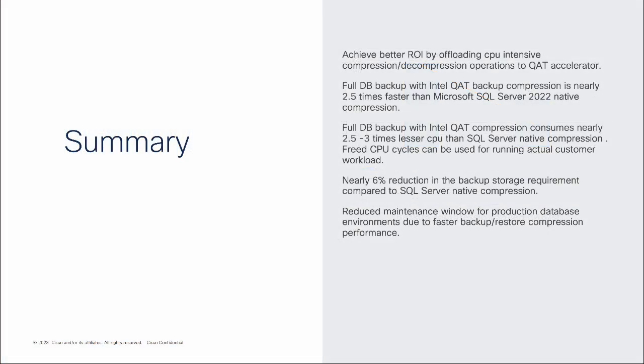Here's the quick summary of the Intel QAT validation. Intel QAT provides better return on investment by offloading CPU-intensive operations to the Intel QAT hardware accelerator. Our test results showed Intel QAT backup compression is nearly 2.5 times faster than SQL Server native compression, and also consumes nearly 2 to 3 times less CPU compared to SQL native compression, and free cycles of CPU cores can be used to run the actual customer workload. And due to faster backup and restore times, you can reduce maintenance window for production database environments.